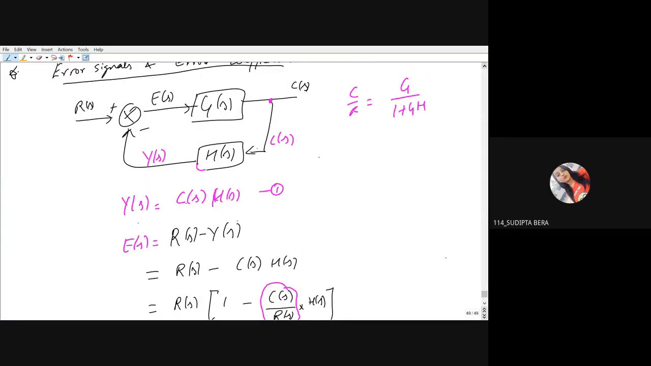Excuse me, sir. Yes, please ask. Sir, how is Y of S equal to C of S into H of S? It should be G of S into H of S, right? No, C of S is flowing in this path. You can see C of S is flowing in this path. Okay, sir.